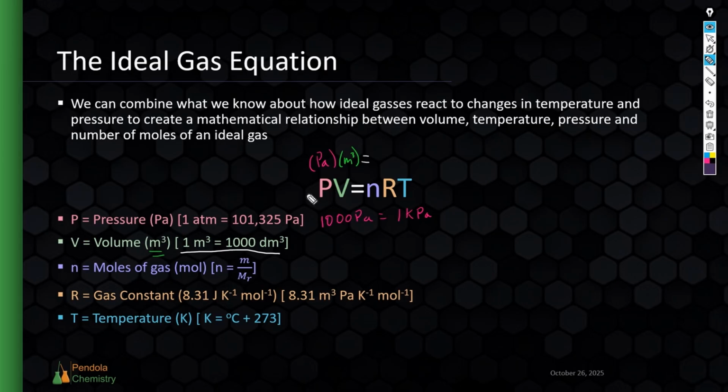Next is moles. Now, n is very simple. n is just the number of moles of the gas, and it's very straightforward. It's just in moles. We do have to remember, and I'll talk about this in a couple of slides, that sometimes we'll have to use the molar mass of something to figure out the number of moles. In stoichiometry in chapter 3, we learned that the number of moles can be figured out from the mass divided by the molar mass.